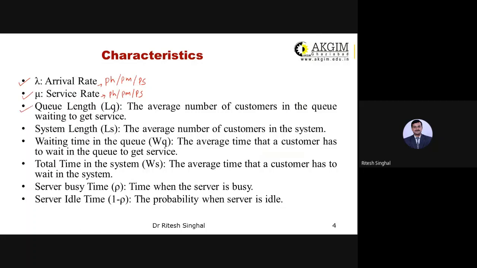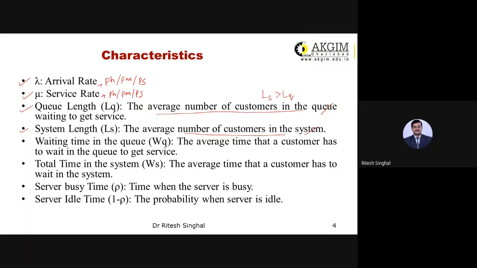Next is queue length. Queue length means the average number of customers in the queue waiting to get service. And the second thing is system length, that is the average number of customers in the system. So the difference is that here it is the average number of customers in the queue, and here the average number of customers in the system. So it is always true that the value of LS is greater than LQ, because the system is larger as compared to the queue. So we have a greater number of customers in the system as compared to the queue.